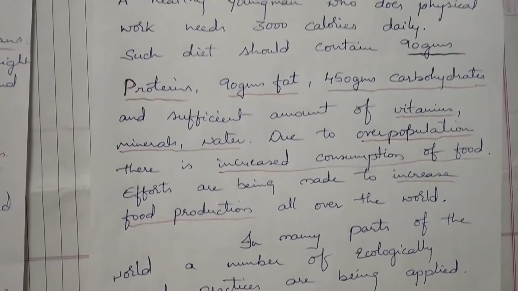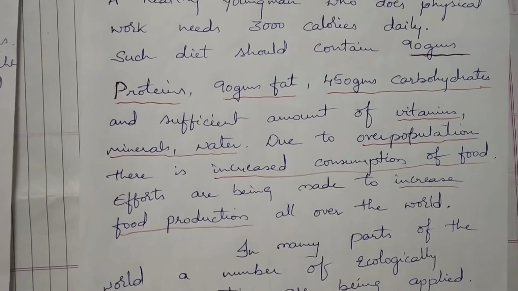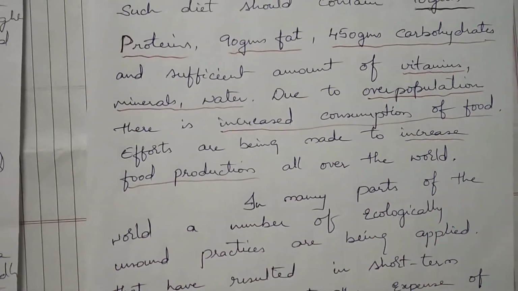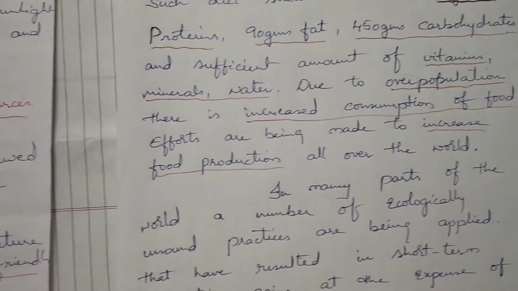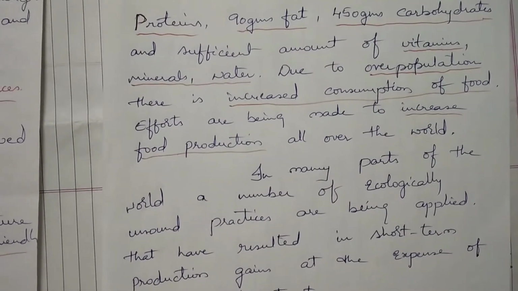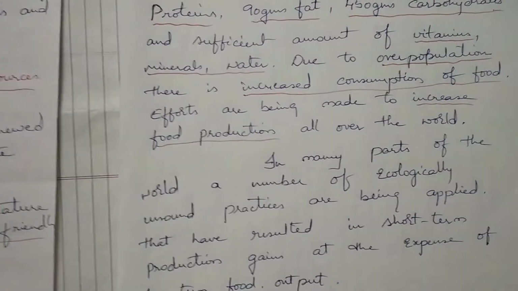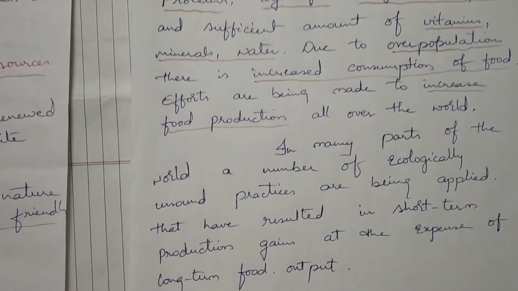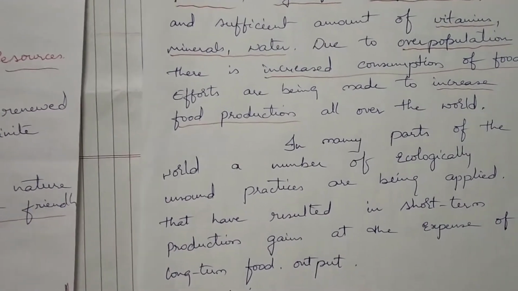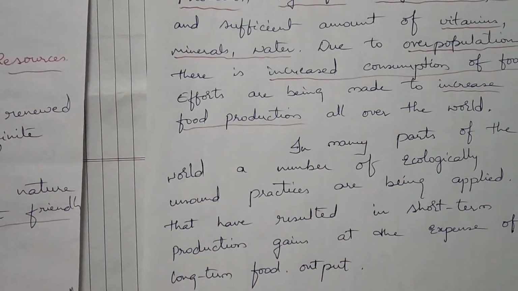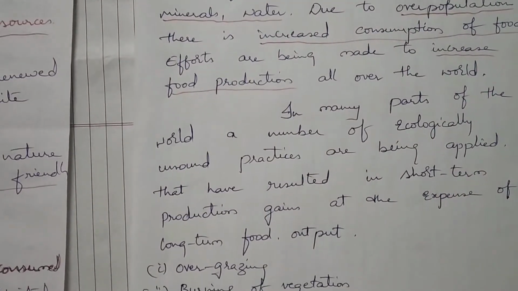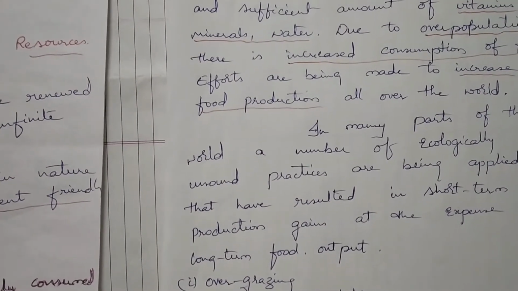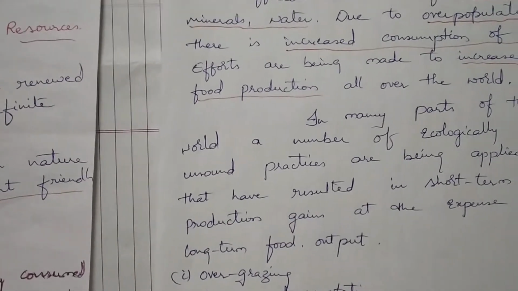Due to overpopulation, there is an increased consumption of food. Efforts are being made to increase food production all over the world. But in many parts of the world, a number of ecologically unsound practices are being carried out, which has resulted in short-term production. In short-term production you gain food, but it is of low quality, and you get it at the expense of long-term food output. This short-term food production has also resulted in many adverse effects on the environment.